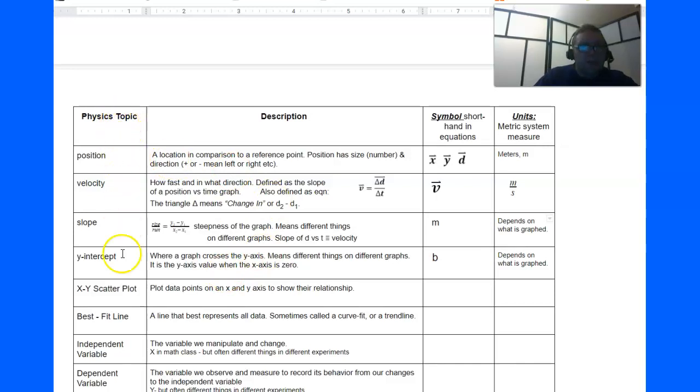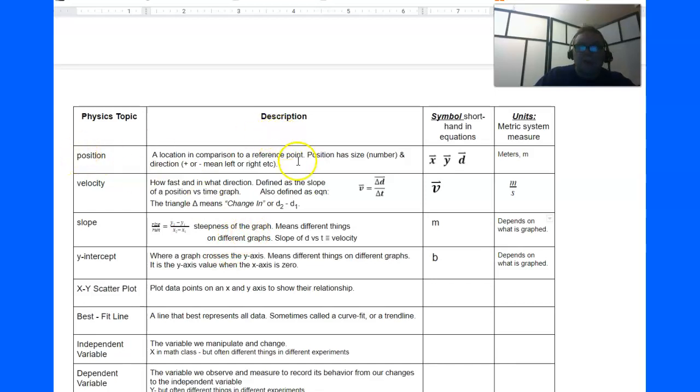So I just have a column of physics topics, a description of the terms, and maybe what symbols we've used, and any units of measurement, like time is measured in seconds, distance in meters, things like that. A few things that I want to make sure we see. I'll just highlight things here.